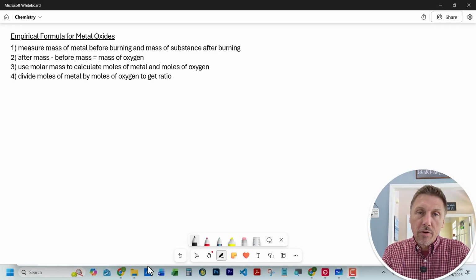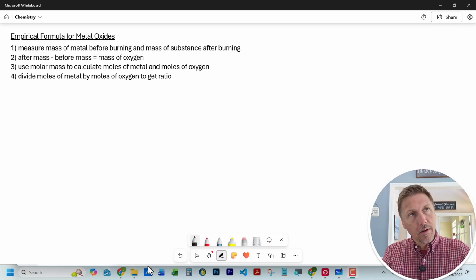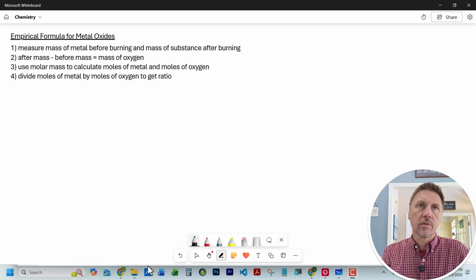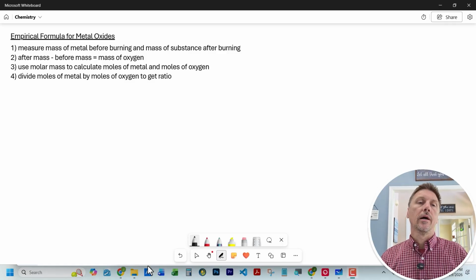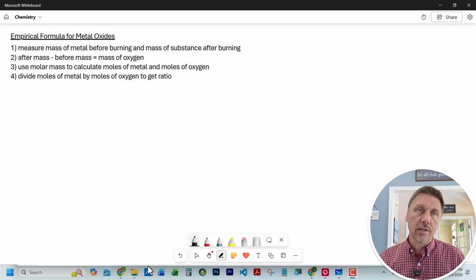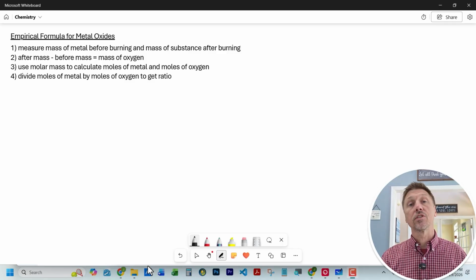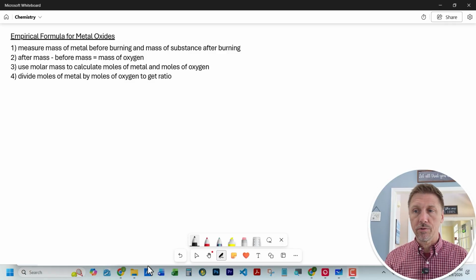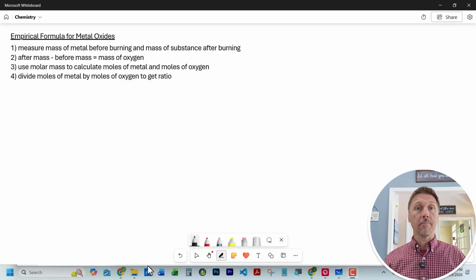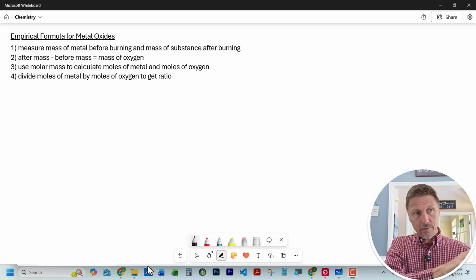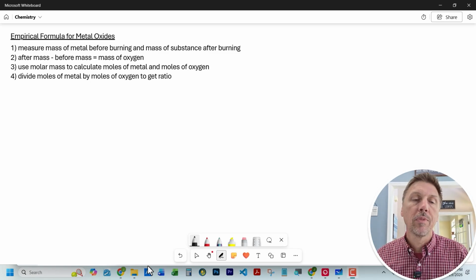All right, we've learned about empirical formulas and we've learned about molecular formulas. And so now we want to see how we can figure out the empirical formula for a substance experimentally. Specifically, if we're talking about metal oxides. Now, what is a metal oxide? A metal oxide is basically the substance that's formed whenever you burn a metal, right? So you're taking that metal and you're combining it with the oxygen, and the outcome is a metal oxide, right?